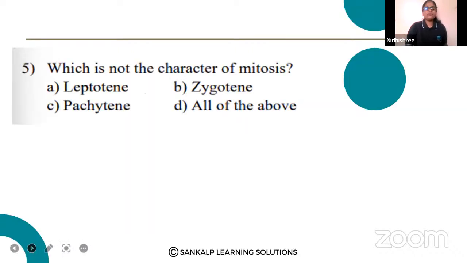Okay. Fifth question: which is not the character of mitosis? Leptotene, zygotene, pachytene, all of the above. They ask which of these is not a character of mitosis. Yes, very easy question. Quick answers, guys, please.